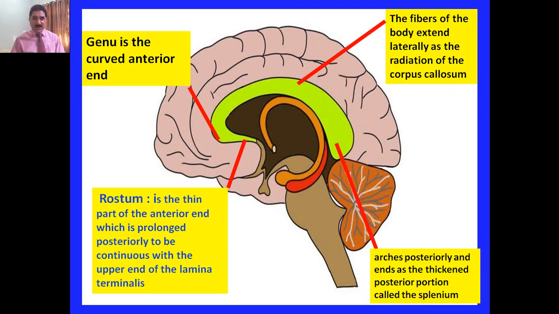Rostrum is the thin part of anterior end which is prolonged posteriorly to be continuous with the upper end of the lamina terminalis. Genu is the curved anterior end of corpus callosum. The fibers of the body extend laterally as the radiations of the corpus callosum. The body arches posteriorly and ends as the thickened portion called splenium, splenium being the thickest part of the corpus callosum.